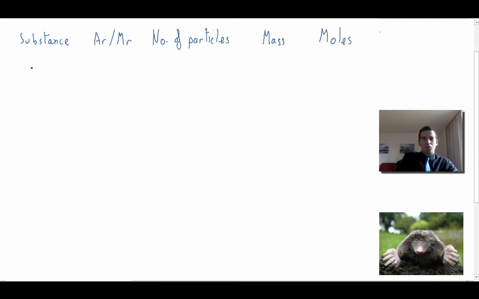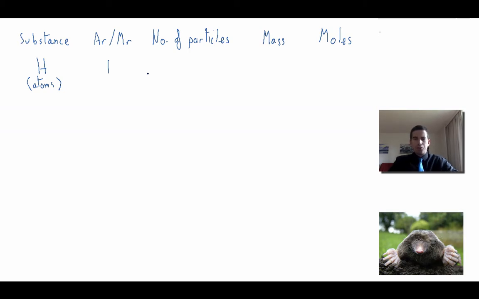Okay, so let's just start with the simplest example. Let's have a look at hydrogen. So, hydrogen atoms. Put atoms in brackets. Okay, so, simplest one, relative atomic mass of hydrogen is just 1. Now, relative atomic mass has no units. And as we know, that is because it's just compared to 1/12 the mass of a carbon atom. It's not a quantity we can use.